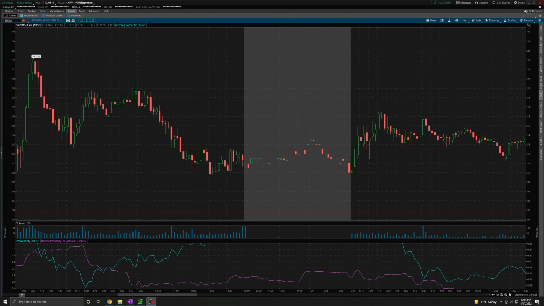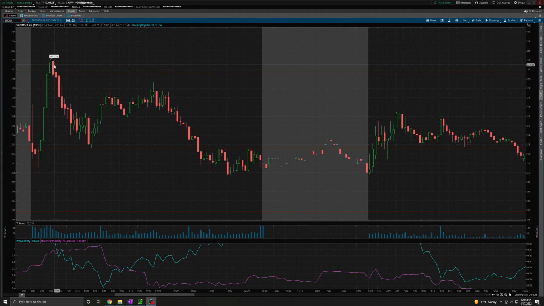Now let's go through some examples together. The first example that we have here is Snow on the 5-minute. And what you can see is an attempt of Snow breaking out into this 220 resistance level. It just barely hit it, came back down, hit another resistance or a support level down here, and then it tried to go up again.